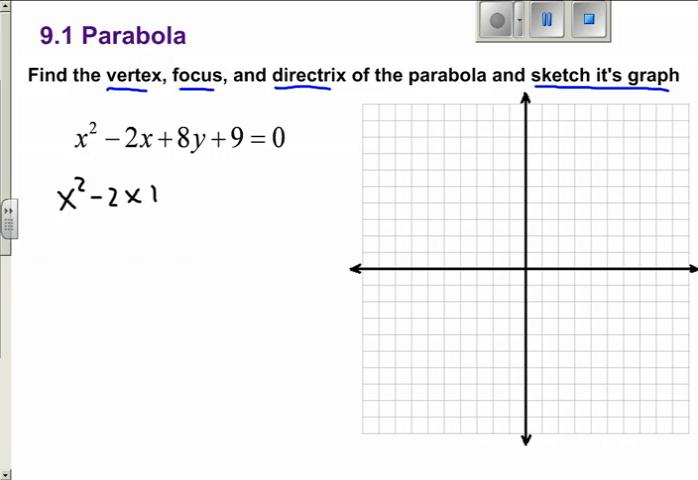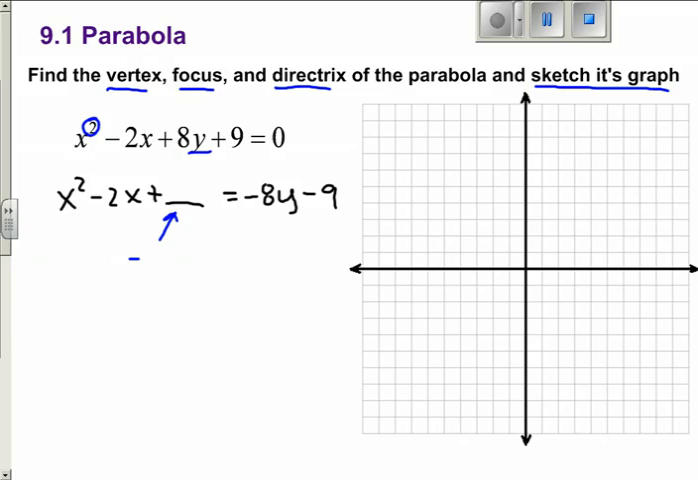I'm going to leave a space for your x, but the y I'm going to set on the other side of the equation. Because obviously you have an x squared, but your y is only 1, so you already know that your parabola is either going to be oriented up or down.